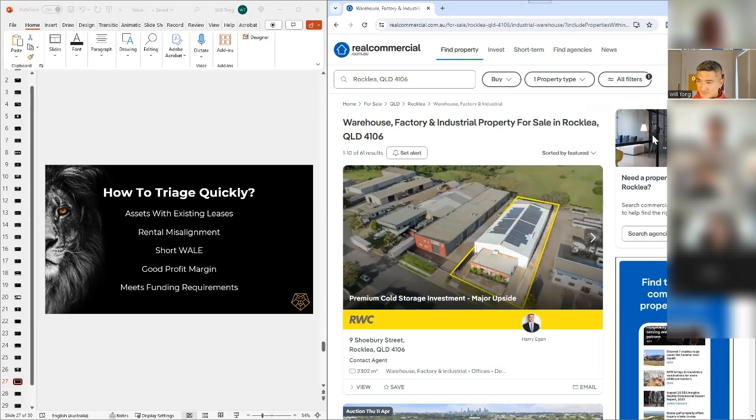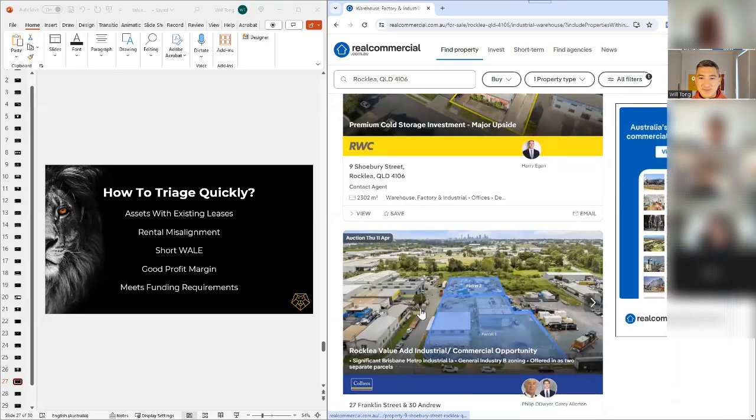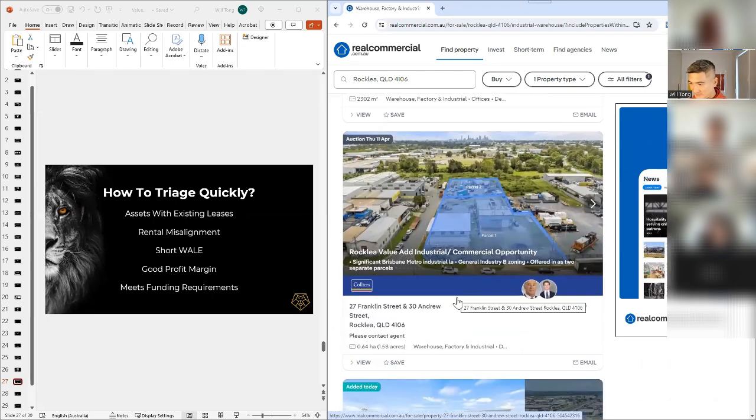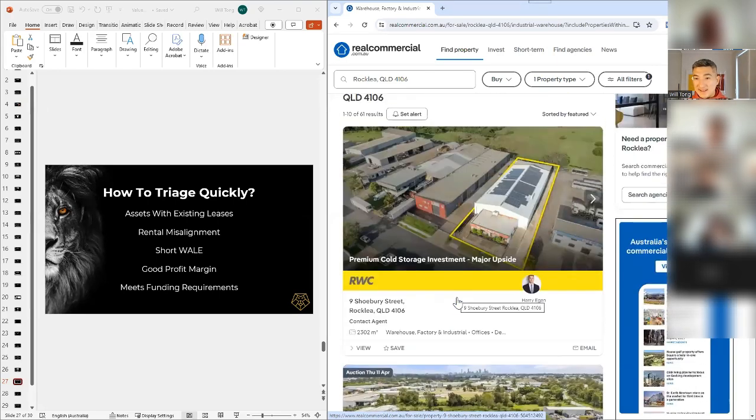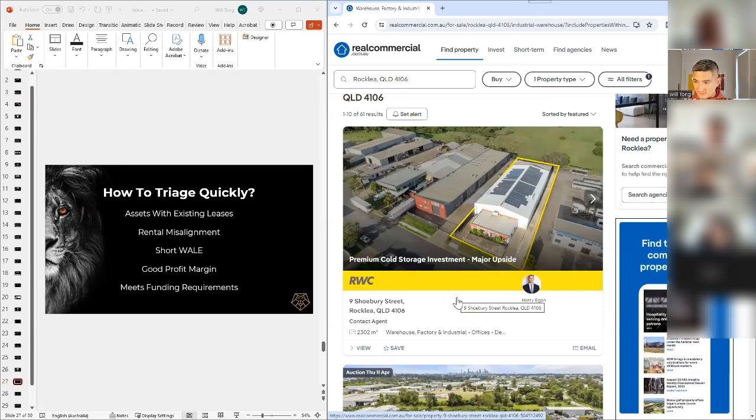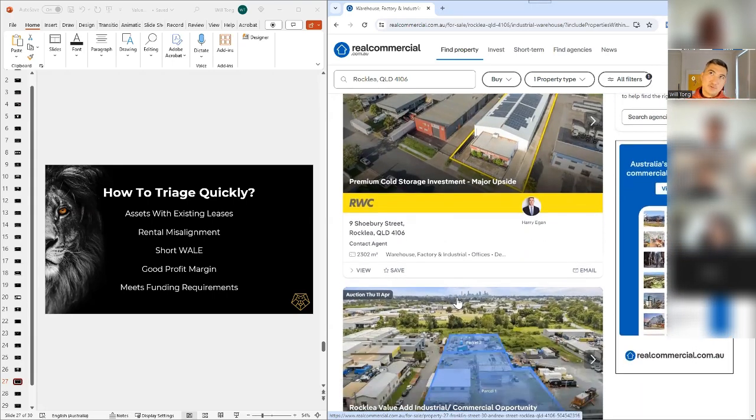I type in the parameters I want to look at, and the first thing I'm doing is eliminating 2 things. I'm eliminating ads that say brand new 10-year lease. I'm not looking at that. And the other thing I'm eliminating is vacant possession. Now, don't get me wrong, sometimes you can get a good deal with vacant possession, but that's for other strategies. Strictly speaking about rental reversion strategy, I'm eliminating brand new 10-year leases or vacant possession.